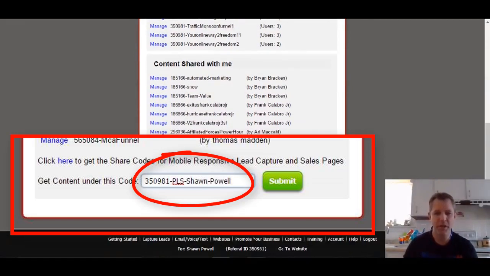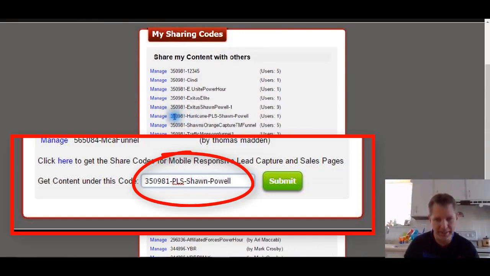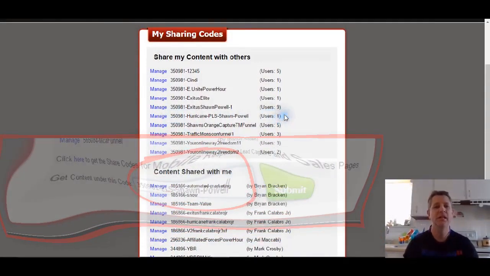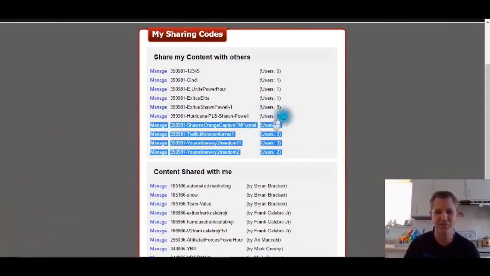But as soon as it does, it's going to pop up down here, and it's going to look like this. You're going to see that right here. I'm the only user because the funnel isn't done yet. You understand what I'm saying? So that's what I'm working on right here.